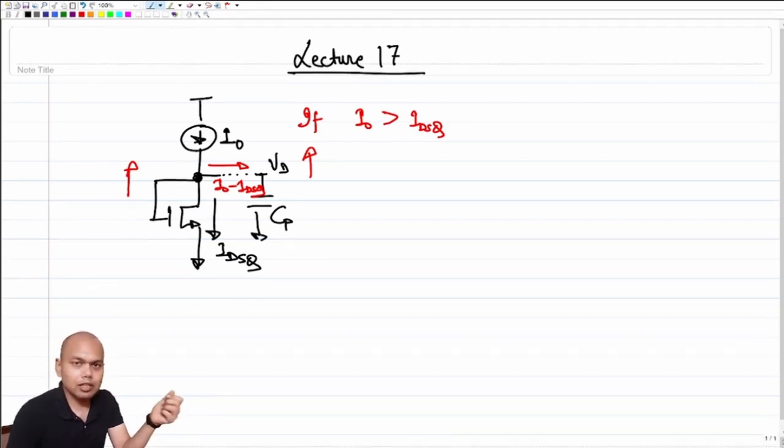Why is this done using feedback? This is done using feedback because I am observing the output voltage. What is the output voltage? The drain is the output voltage. I am observing the drain and taking a corrective action at the gate.